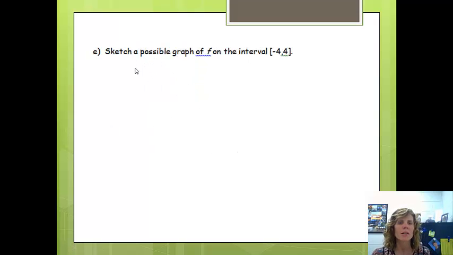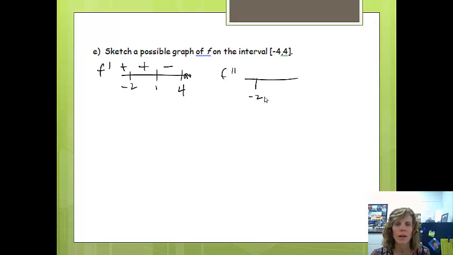Right, and then part E, sketch a possible graph of f on the interval -4 to 4. So again, I'm going to use my f prime chart here, -2, 1, 4, plus, plus, minus, and then f double prime, -2, 0, 3, negative, positive. Okay, remember f prime tells us where the function is increasing and decreasing, and f double prime tells me my concavity. So what I can see for this is we are increasing until we get to -2, and then we're going to increase a little bit more, and then after 1 we are going to decrease, and then we stop at 4.